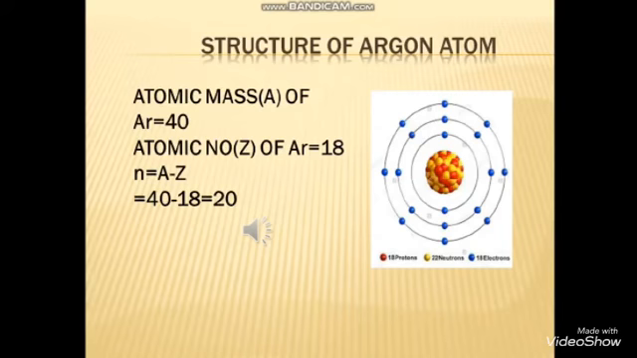This is the structure of the argon atom. Argon is the last element of period number 3. It contains 18 protons, 22 neutrons and 18 electrons. The first shell contains 2 electrons, the second shell also contains 8 electrons and the outermost shell is also filled with 8 electrons.